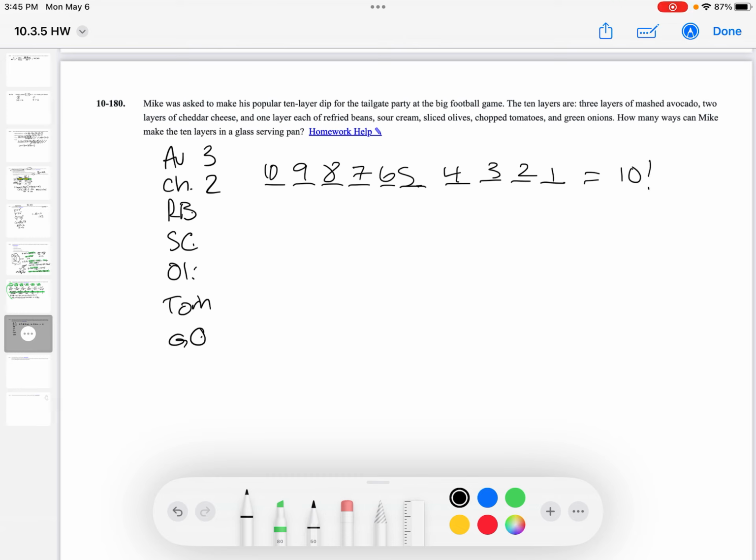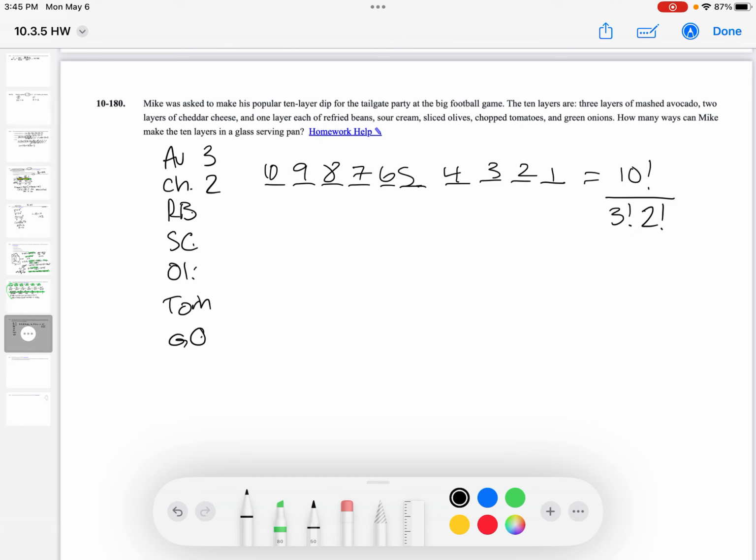But this is a little bit tricky because the avocado layers are really the same as each other. So we're going to have to divide by some things to account for the fact that we have 3 avocado layers and 2 cheese layers. Okay, the 3 avocado layers are all interchangeable, so we could divide by 3 factorial, and the 2 cheese layers are also interchangeable.